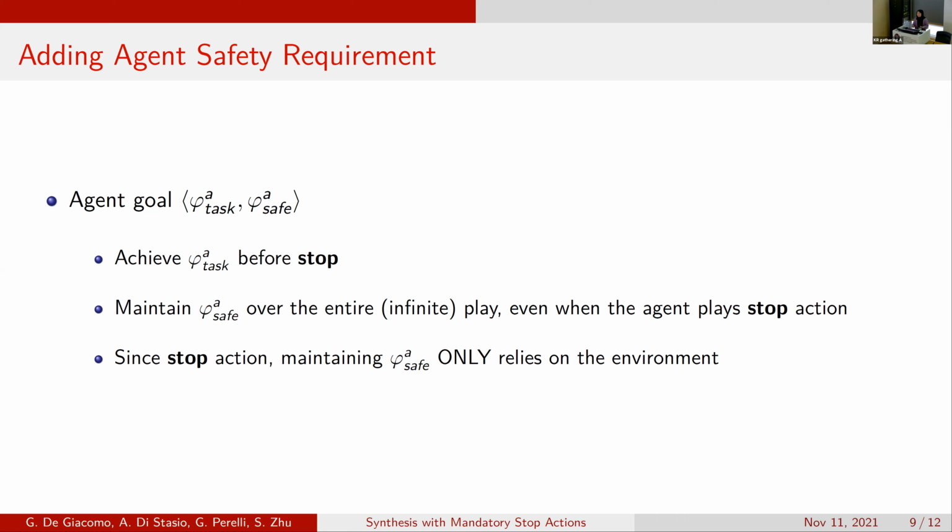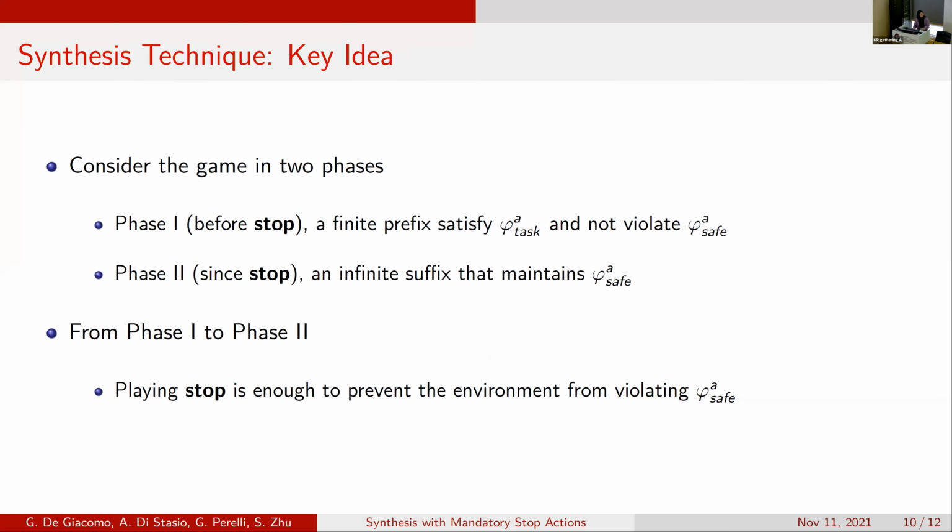So now we need to notice that since the stop action is played, maintaining the agent safety property has to only rely on the environment because the agent can only play the stop action. And the key idea for solving this enriched problem is that we consider the game in two phases. Phase one is before playing the stop action.